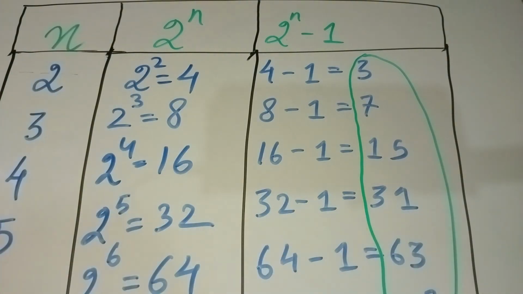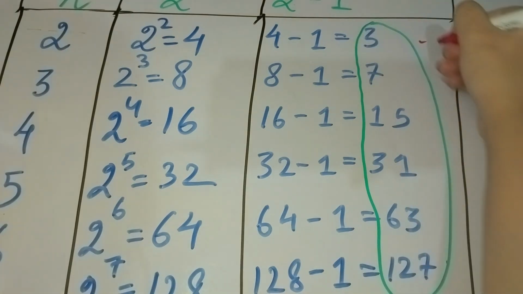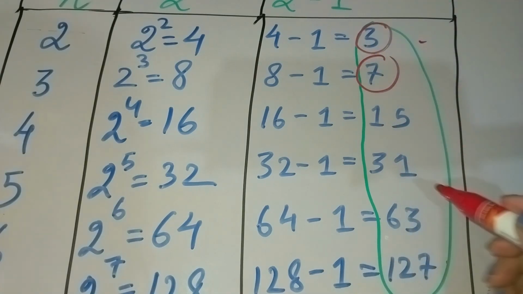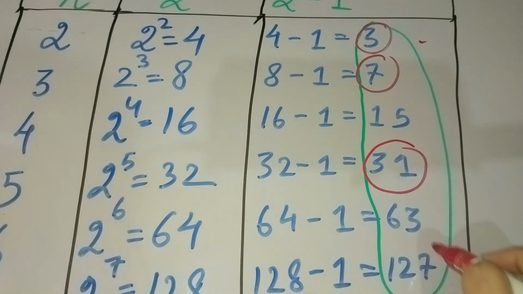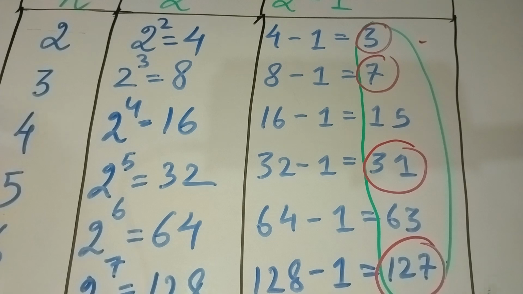Now let's observe certain things. You can see out of these Mersenne numbers, 3, 7, 31 and 127 are prime numbers. Now what are prime numbers? Those which have only two factors, the number itself and 1. So you can see 3, 7, 31 and 127 are prime numbers.